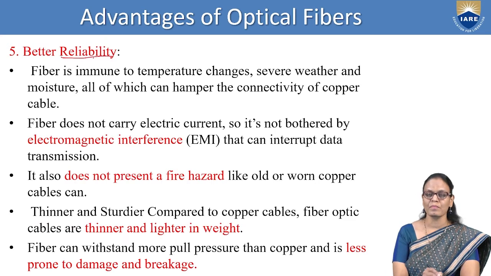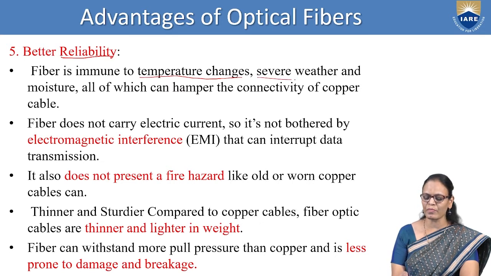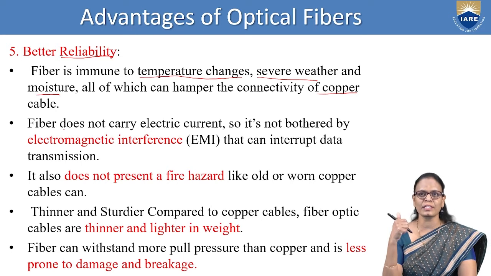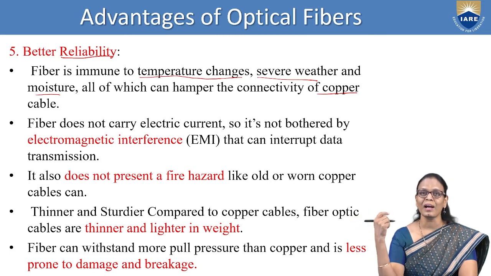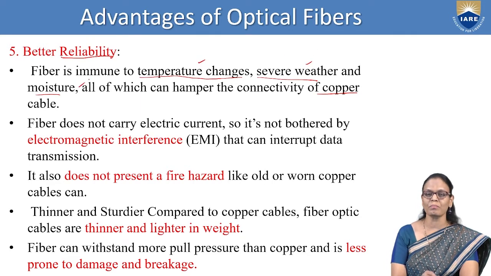Now, better reliability. These optical fibers are immune to temperature changes. Immune means that with the variation in temperatures, there is no significant effect on the signal that travels through the optical fiber. Severe weather and moisture all hamper the connectivity in the case of copper cables. Whenever there is a change in temperature and it becomes hot, copper cables may sag and expand, and due to severe weather or moisture there may be connectivity issues. But optical fiber is immune to all these changes in temperature, weather or moisture.